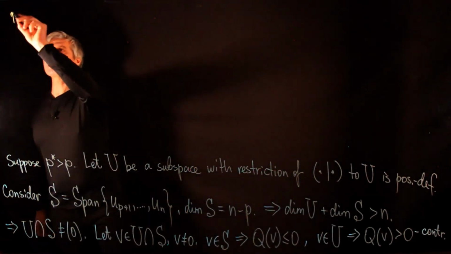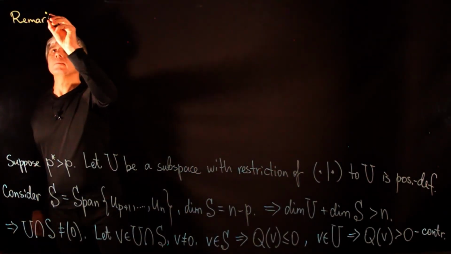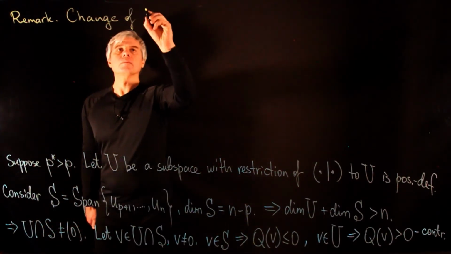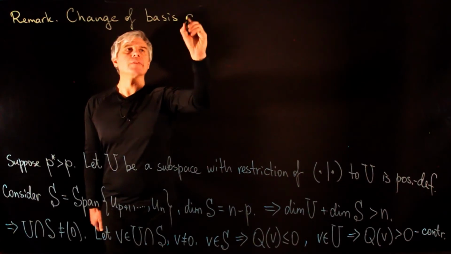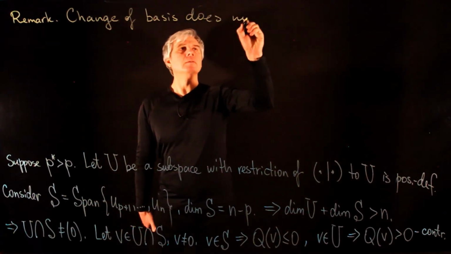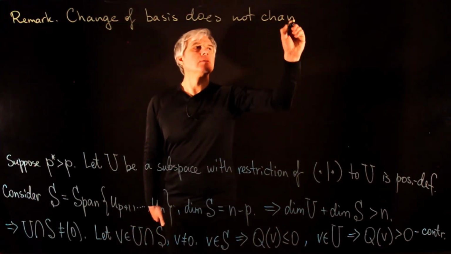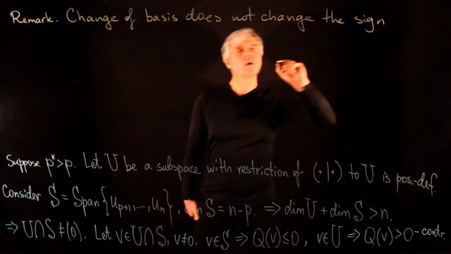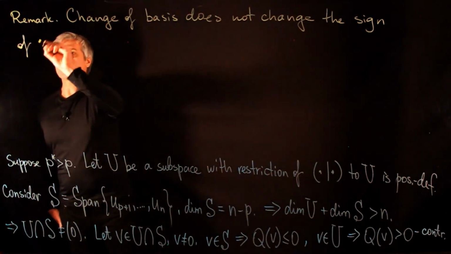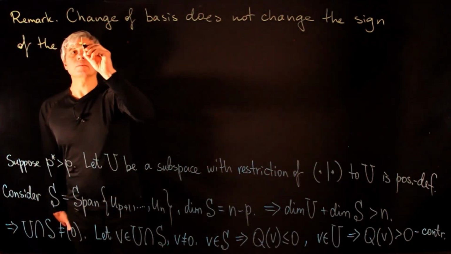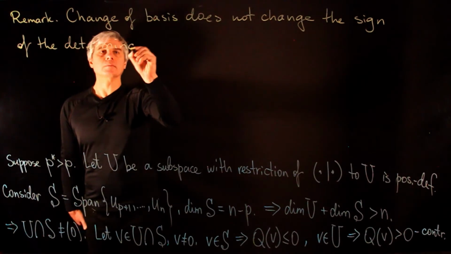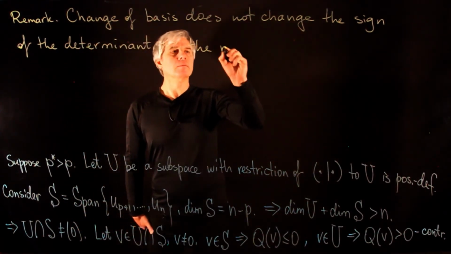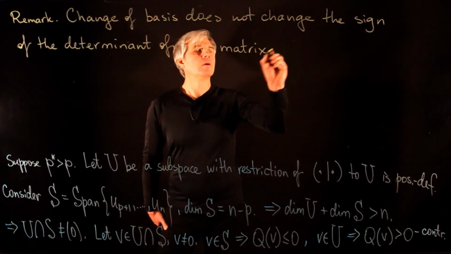We make the following remark, that the change of basis does not change the sign of the determinant of the matrix of a bilinear form.